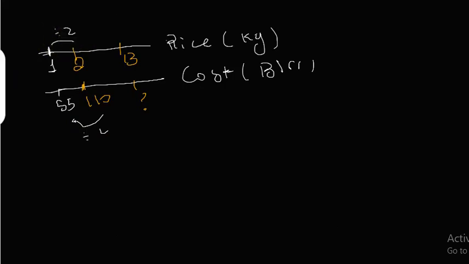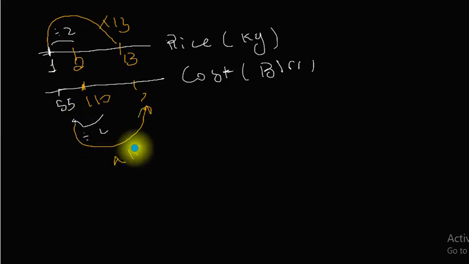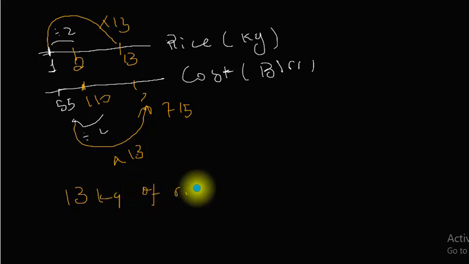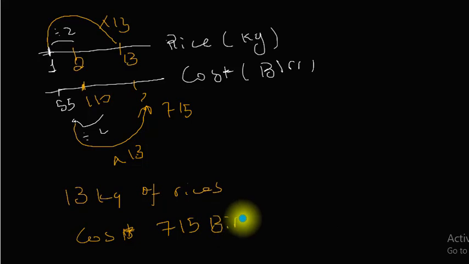Once we get the unit rate, that's for every 1 kilogram of rice we are going to pay 55 birr. So if you want to buy 13 kilograms, just multiply by 13 here, and do the same thing, multiply by 13 here. You will end up with 715. We have to write a sentence answer: 13 kilograms of rice cost 715 birr.